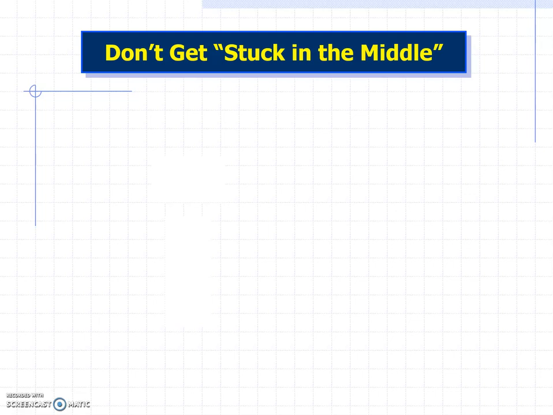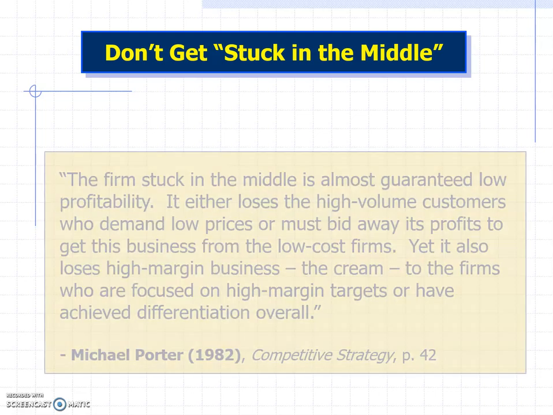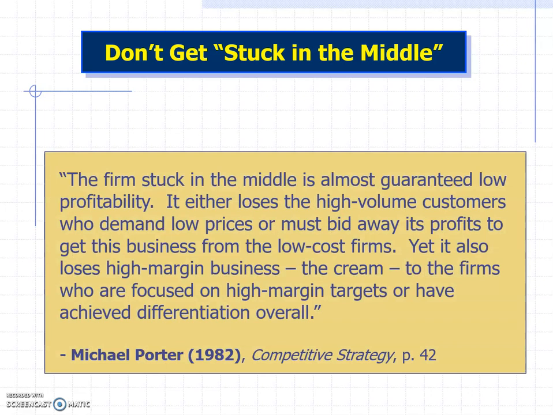Now, Porter, when he talks about these cost leadership and differentiation approaches to competitive advantage, he warns that you should not get stuck in the middle. He says, the firm stuck in the middle is almost guaranteed low profitability. It either loses the high volume customers who demand low prices, or must bid away, kind of give away its profits to get this business from the low cost firms. They have to kind of offer low prices, which affects their profit margins, to get that business from the firms that are already low cost. But it also loses the high margin business, the cream of the crop, to the firms who are focused on high margin targets, or who have achieved differentiation overall.